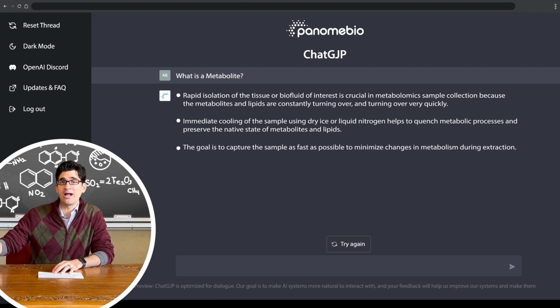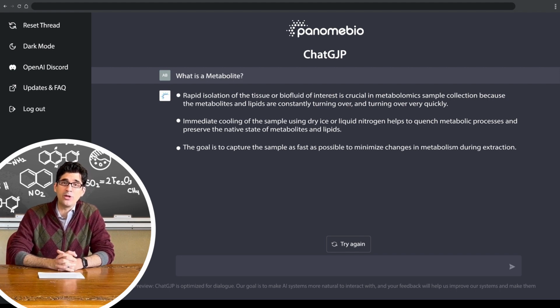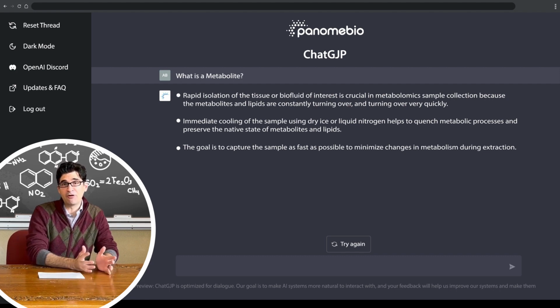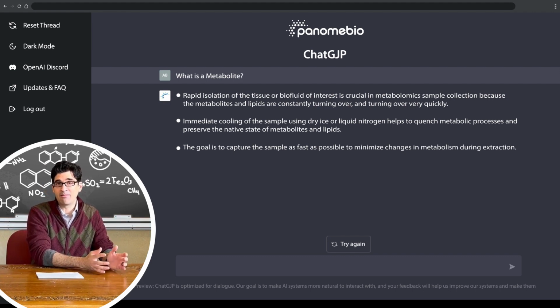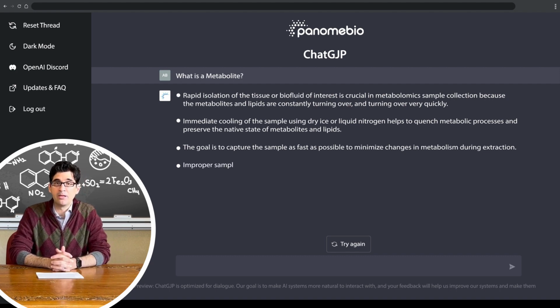Usually we're putting that on dry ice or liquid nitrogen, and the reason that we do that is because that quenches metabolism. That stops those metabolic processes and prevents metabolites and lipids from turning over, so we can preserve the native state of the metabolic universe to measure it with metabolomics, so that it most closely matches the way the sample looked when it was present in the biological system. And that's really important.